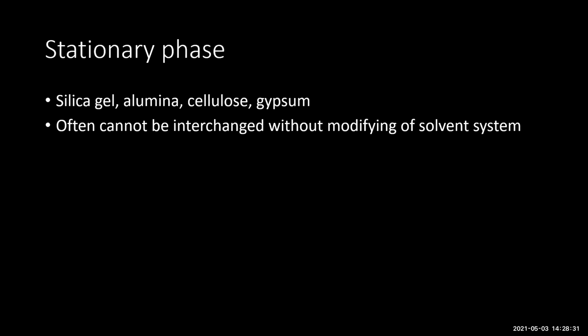The mobile phase which is prepared for silica gel cannot be used for alumina or cellulose. Similarly, if you change to alumina, then you have to change the mobile phase for that as well. So these are linked. They are compatible, and it is very difficult to interchange. You can say it is impossible to use the same mobile phase for different stationary phases.